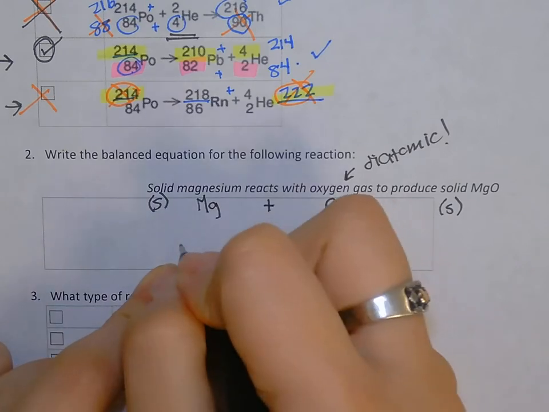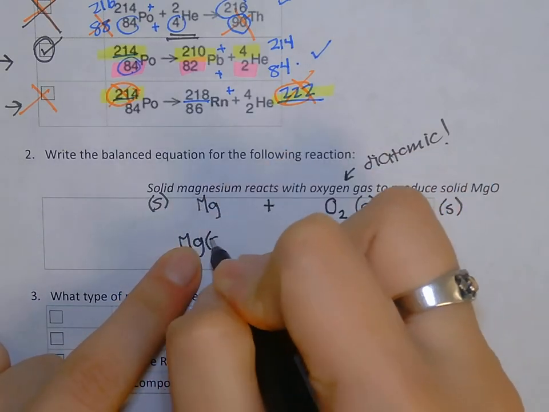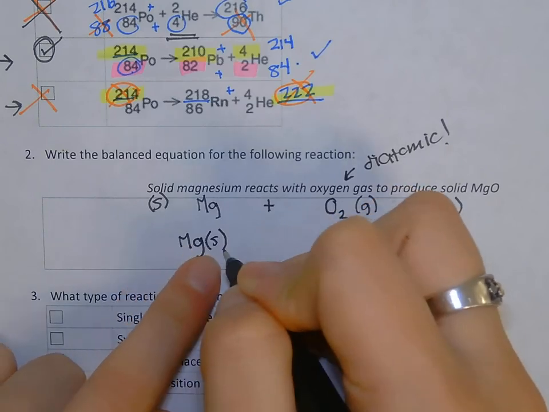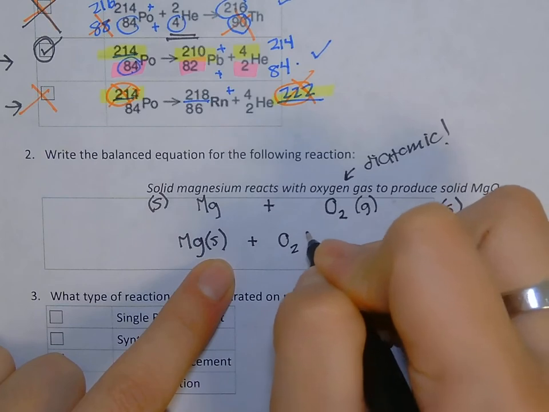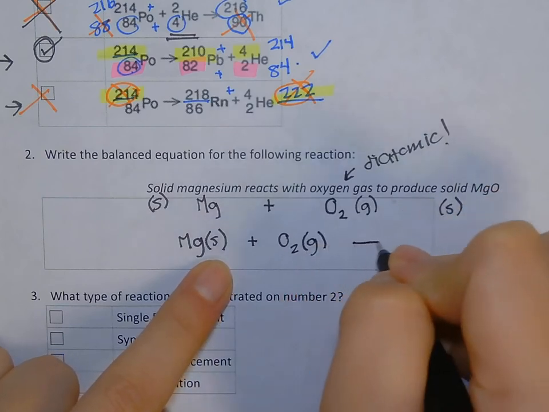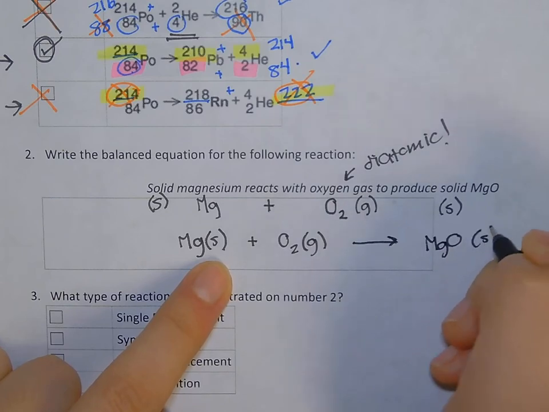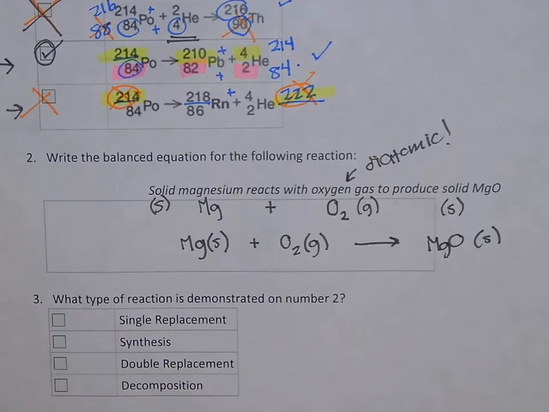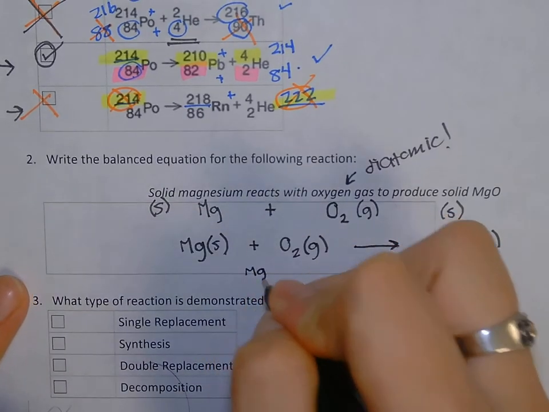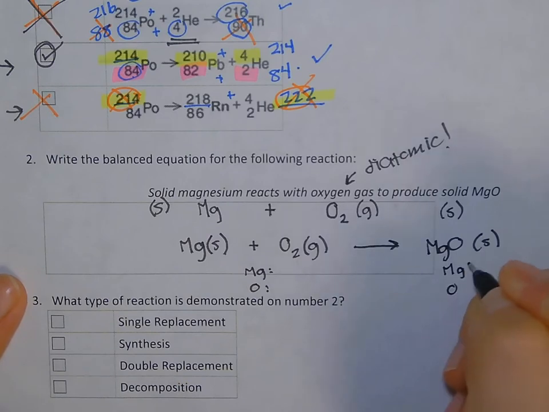So let me write this equation properly. I'm going to write magnesium, and it's solid magnesium. The state of matter goes after the element symbol, plus oxygen gas makes MgO, and that is solid. So now I have my basic equation, but I have to go in and balance it. So I have magnesium and oxygen on this side. I have magnesium and oxygen on this side.